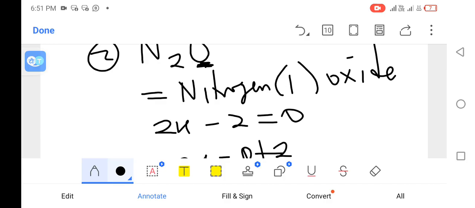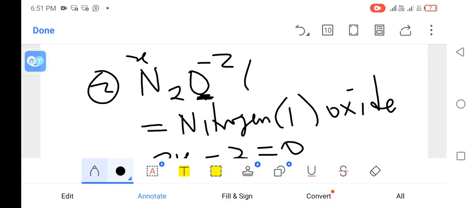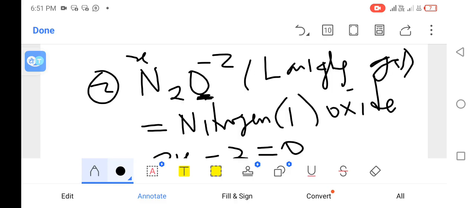Therefore, this is nitrogen 1 oxide. That is popularly referred to as laughing gas. Laughing gas. Am I communicating?